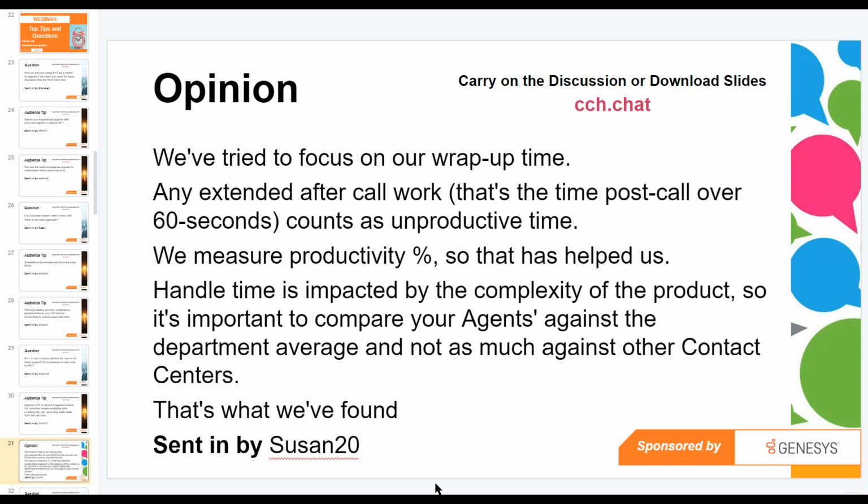Interesting opinion. Just before we jump across to Will's presentation, Susan says we've tried to focus on wrap-up time, which is one of the key parts of average handling time. Any extended after-call work, that's the time post-call over 60 seconds, counts as unproductive time. We measure productivity as a percentage, so that helped us. Handle time is impacted by the complexity of the product, so it's important to compare your agents against the other department average and not as much against other contact centers.